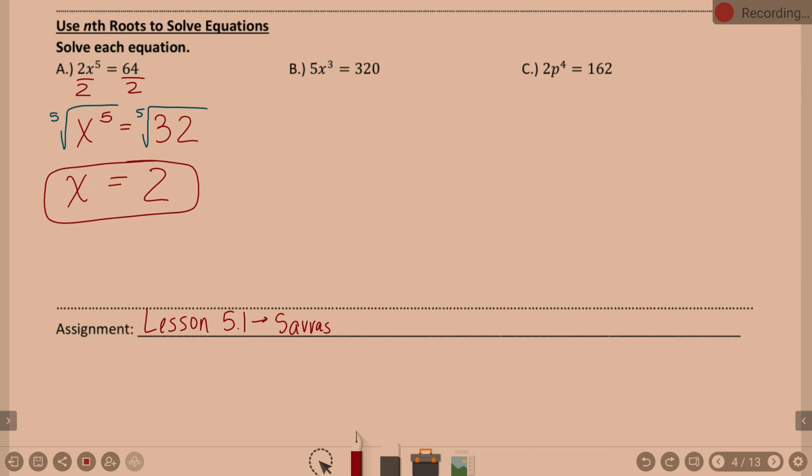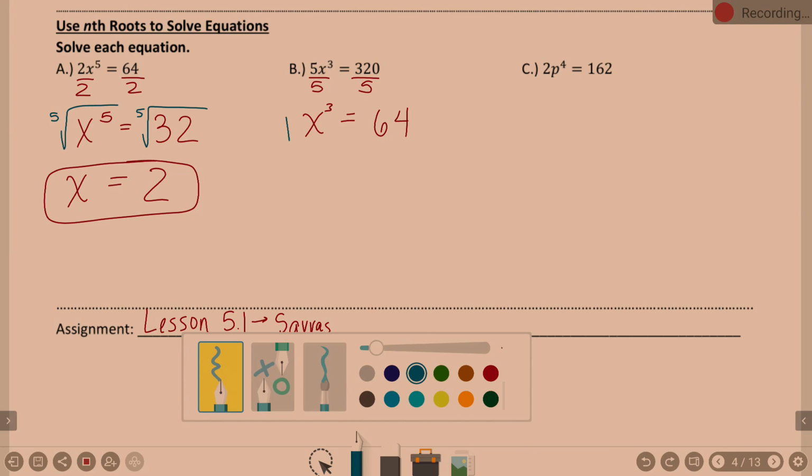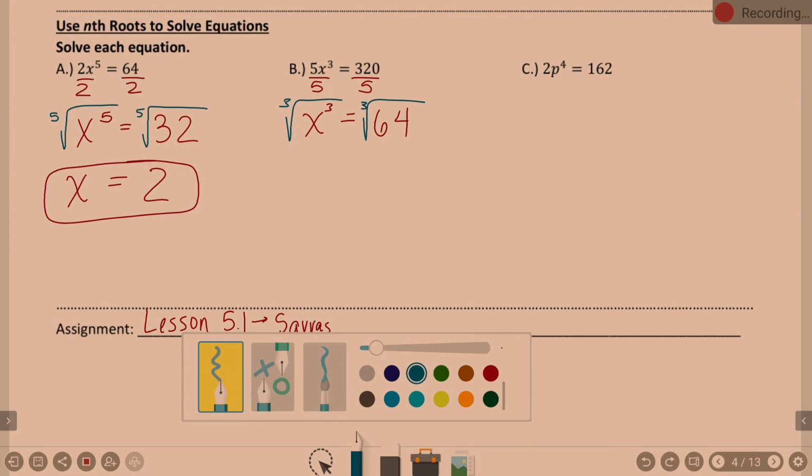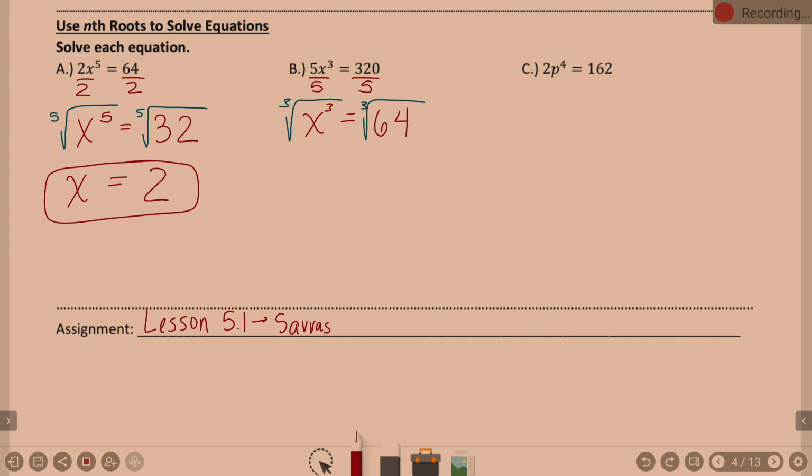Divide by 5. I should have done C. Oh well. X to the 3rd equals, what's 320 divided by 5? 64. Good. Okay. If it's x to the 3rd equals 64, how do I get rid of a 3rd power? You're going to take the cube root this time. Cube root of x to the 3rd is x. Cube root of 64 is 4.